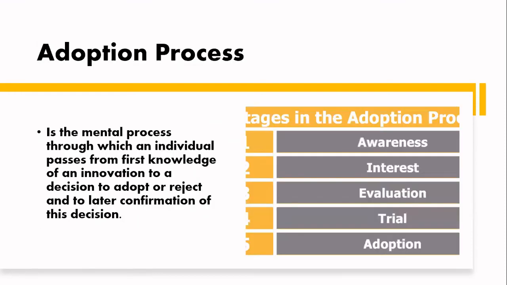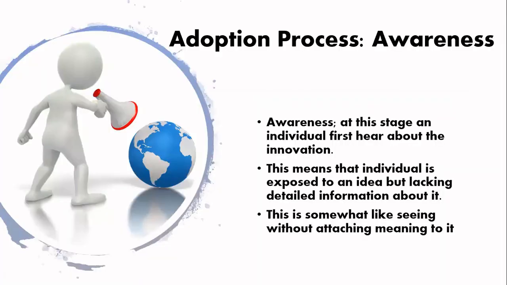So the process of adoption, we can also identify five steps. Normally it is a mental process through which an individual passes from past knowledge to the confirmation of the decision later. So this is a step-by-step process. Normally it is called awareness, interest, evaluation, trial, and adoption.